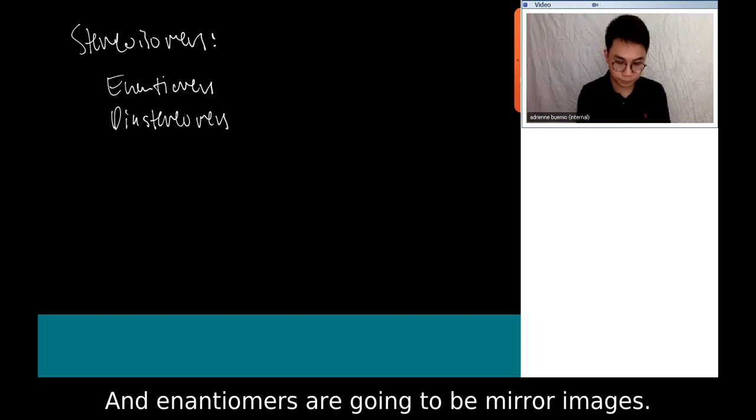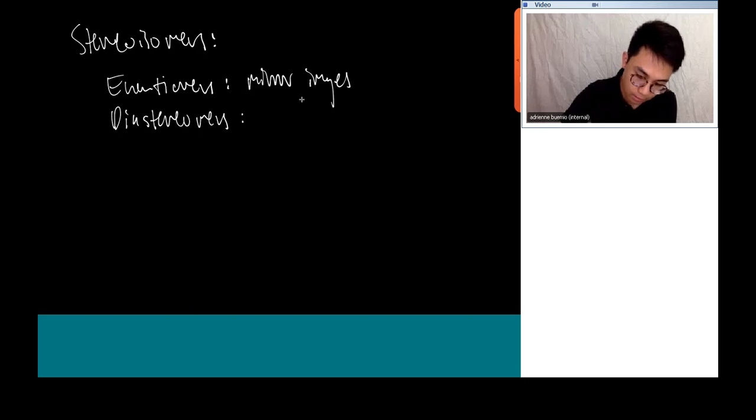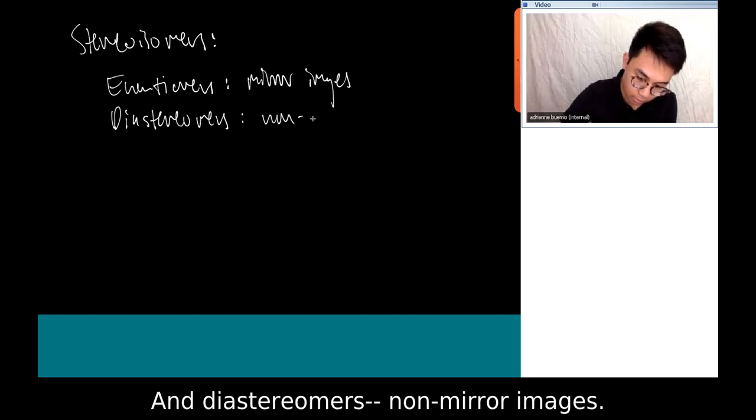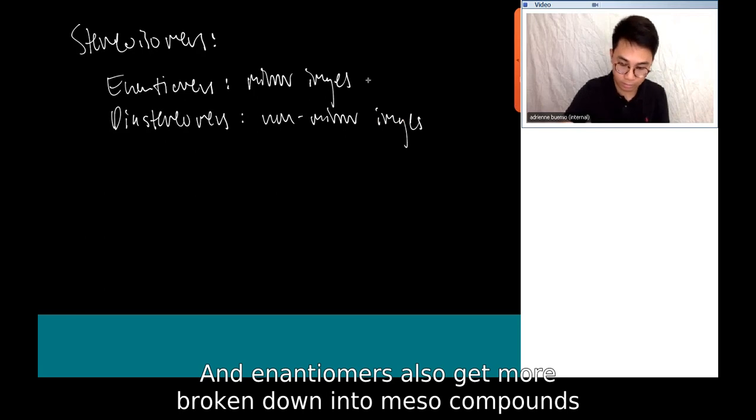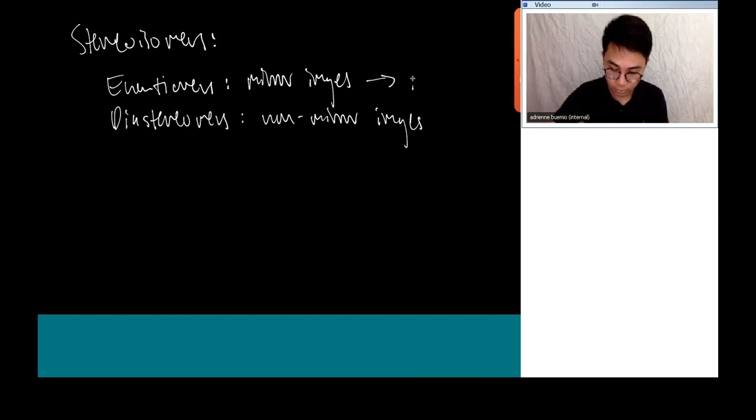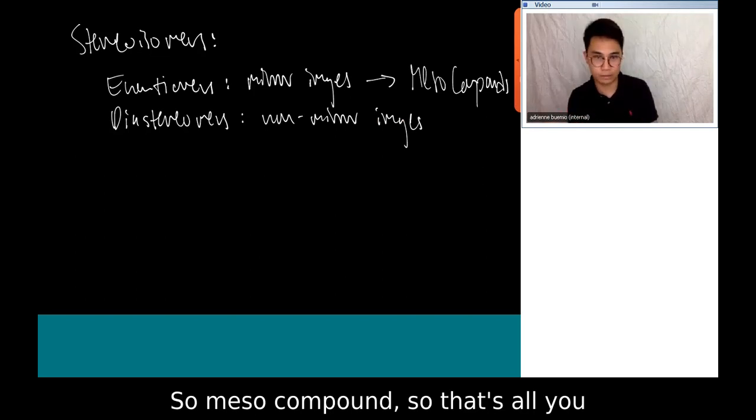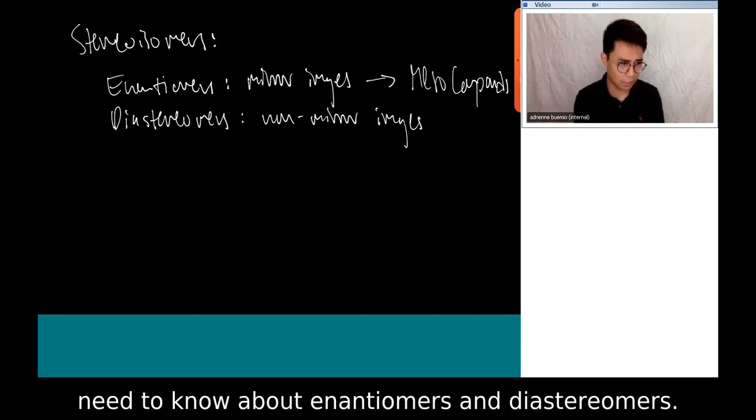And enantiomers are going to be mirror images, and diastereomers non-mirror images. And enantiomers also get more broken down into mesocompounds as well. Mesocompounds. Okay. Ooh, that's really ugly. So mesocompounds. But that's all you need to know about enantiomers, diastereomers.